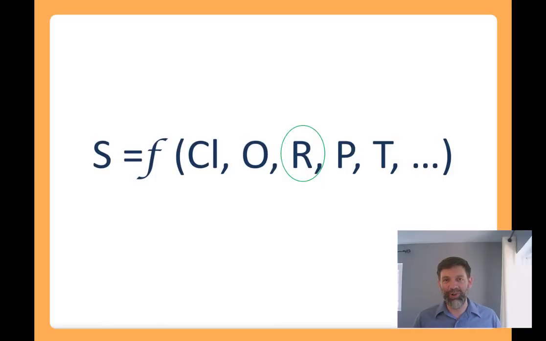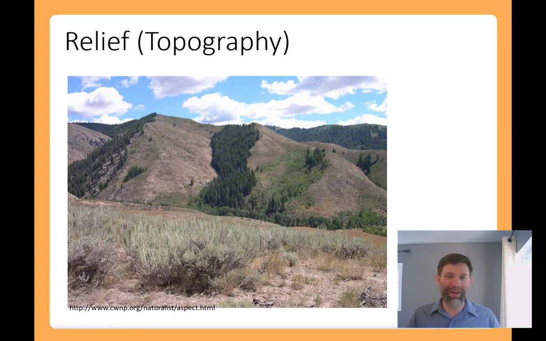Next up in our CLORPT equation is R for relief. Relief is basically topography. Topography is probably the word that you might be more familiar with. Topographic maps. People ask me why didn't they call it topography instead of relief, and I say CLOPT is too hard to pronounce, so we have to have an R in there.